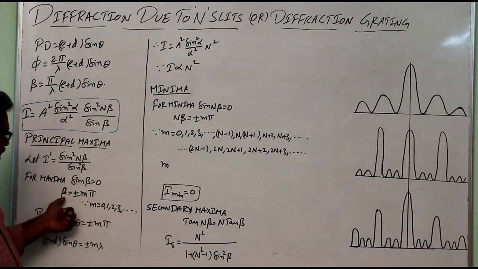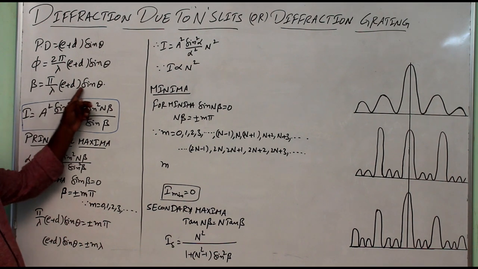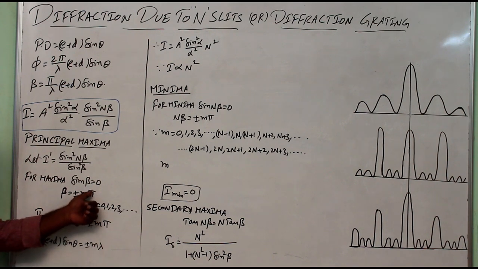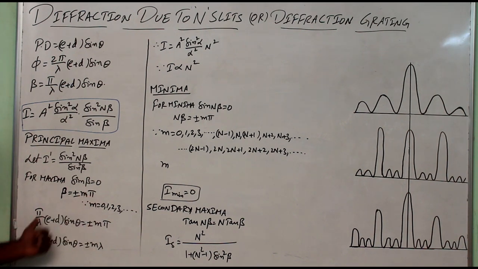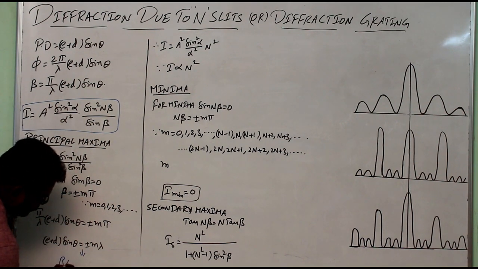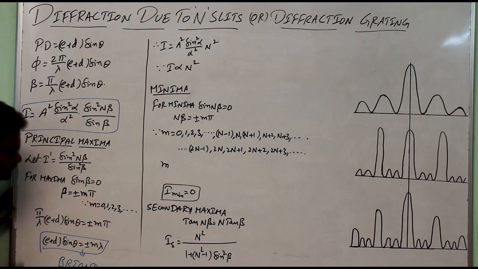So finally, the value of beta is pi by lambda of e plus d sine theta. So substitute the value of beta here, pi by lambda of e plus d sine theta equals to plus or minus m pi. So after cross multiplying lambda to that side and after pi gets cancelled, you can have e plus d sine theta equals to plus or minus m lambda. Since e plus d sine theta is our path difference, the path difference is m lambda. So if path difference is integral multiples of lambda, that will give you bright fringe condition in interference pattern.